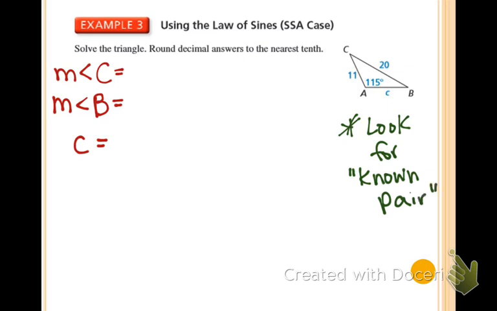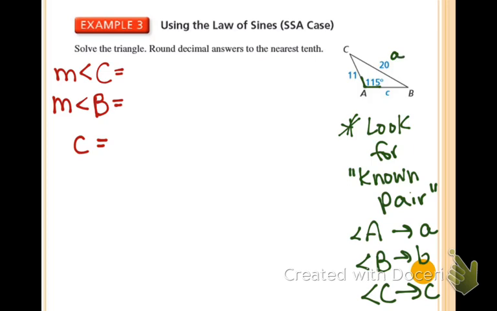A known pair is an angle and a side. So meaning, if we knew angle A, we also know side A. If we knew angle B, we also knew side B. If we knew angle C, we also know side C. So a known pair is the angle and the side that we know. Do you see if we have a known pair up here? What letter do we have? A. So we have the angle A. We also have side A. So we're going to use our proportion.